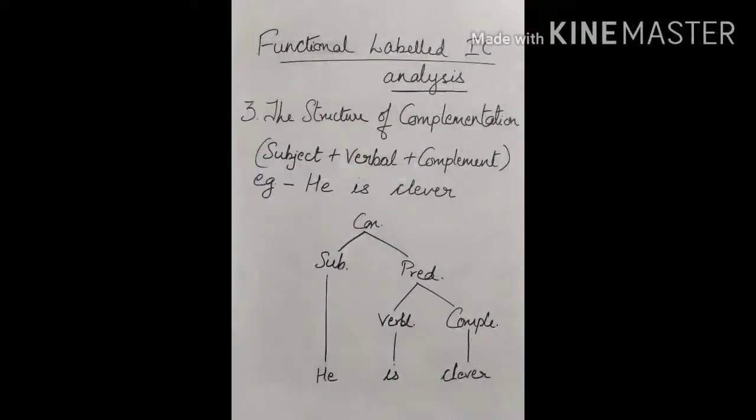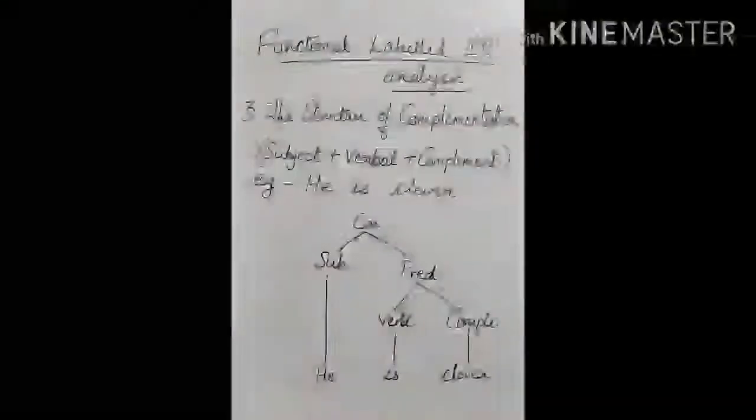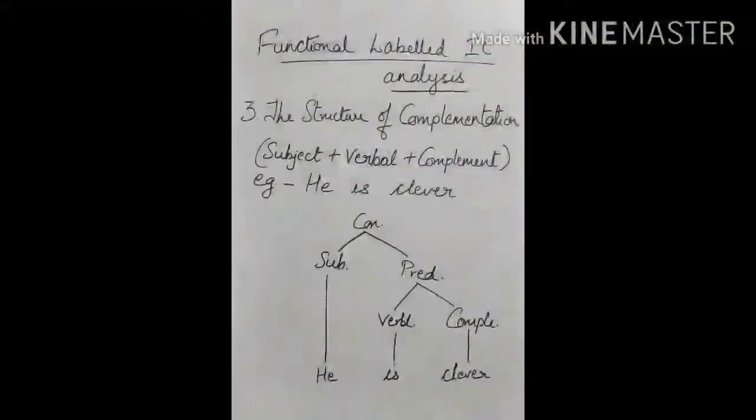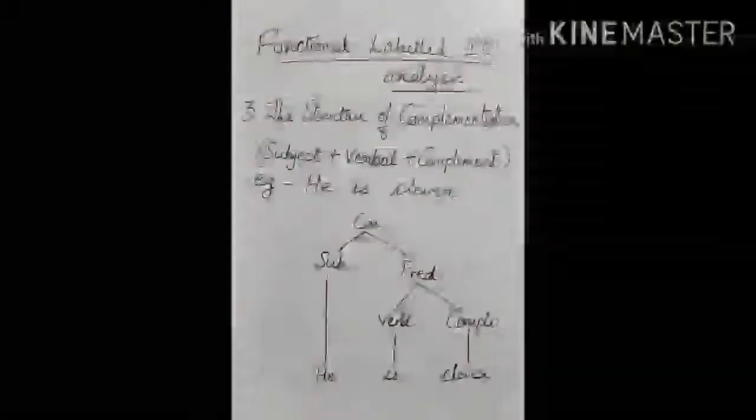Third one is the structure of complementation, that is subject plus verbal plus complement. Example, he is clever. Here the construction that is divided into subject and predicate. Yes, the subject is he and the predicate is clever. Again, predicate is divided into verbal and complement. So, verbal is is and complement is clever.